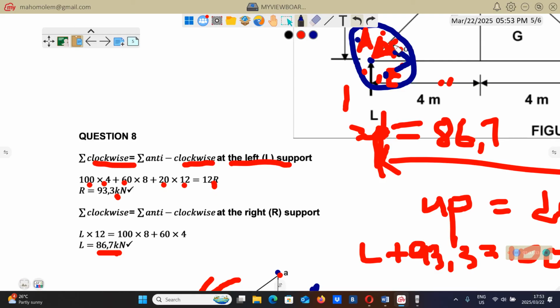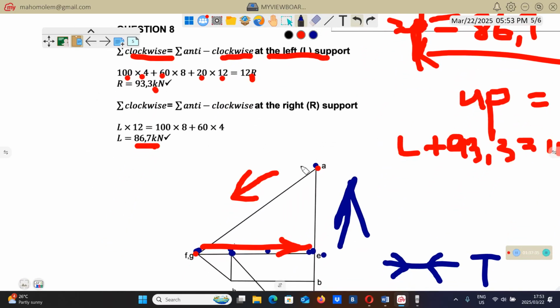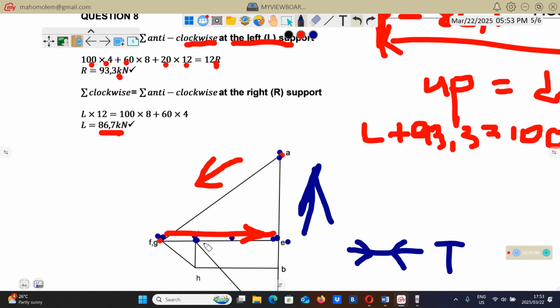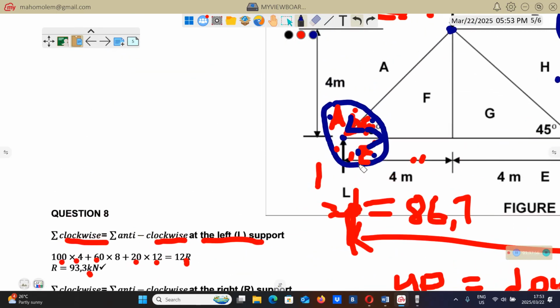From A to F is down. So that's why you'll have downward direction. Then from F to E, from F to E, this direction. So that's why here you draw this direction.